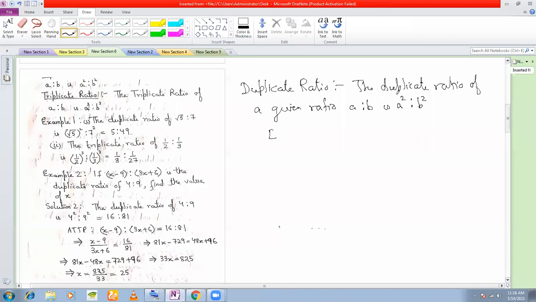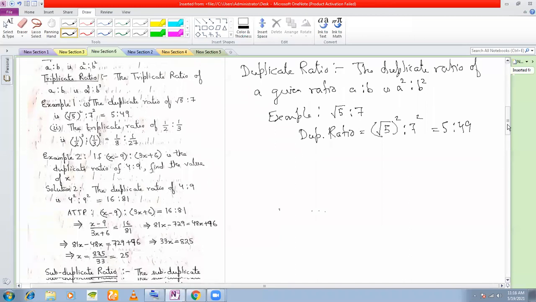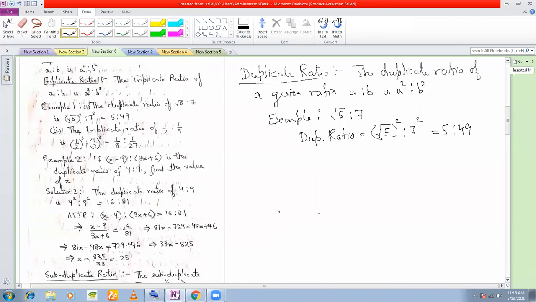So for example, if I give you a ratio √5:7, what is the duplicate ratio? Square the antecedent, square the consequent. So you get 5:49. And there are other examples also you can check.